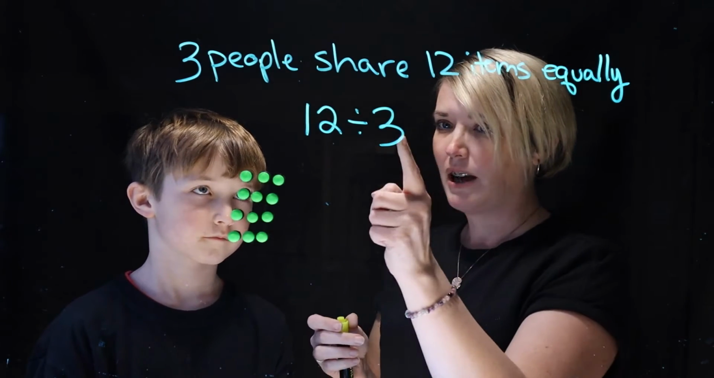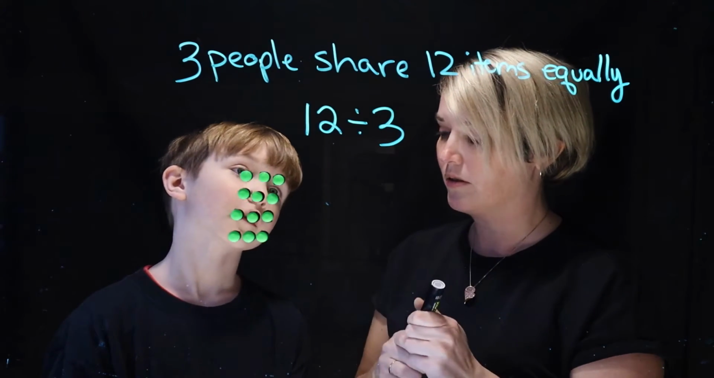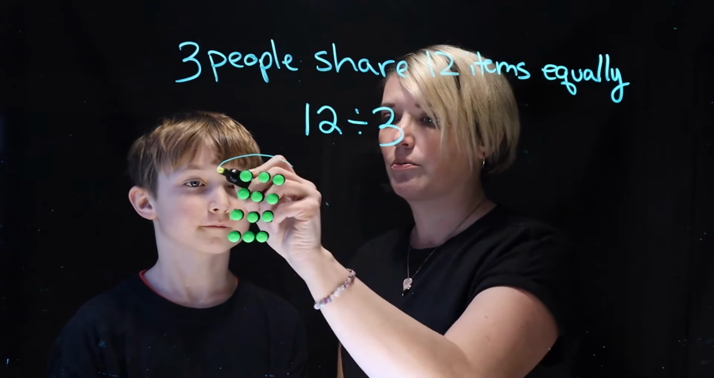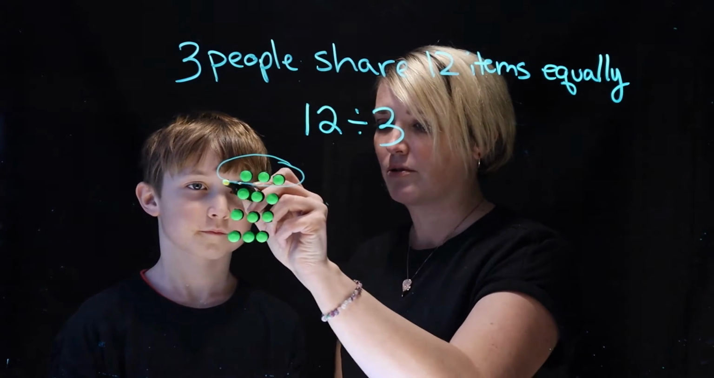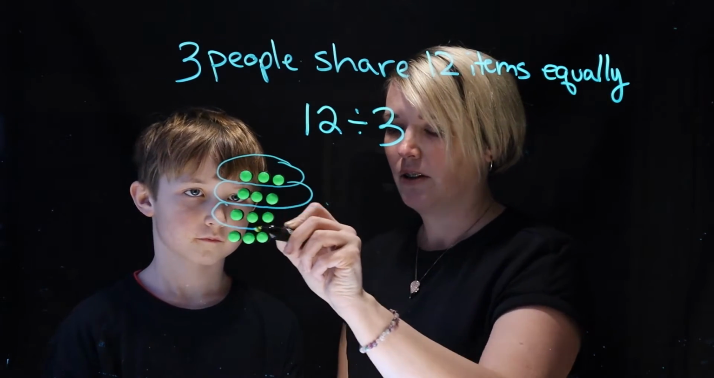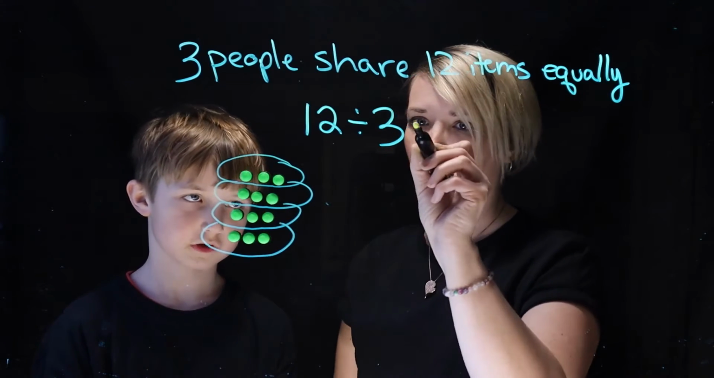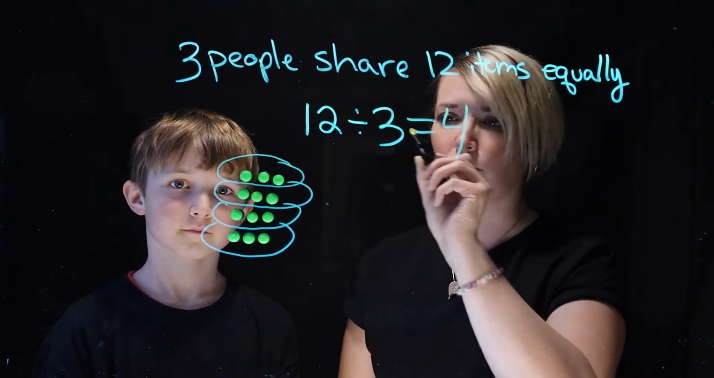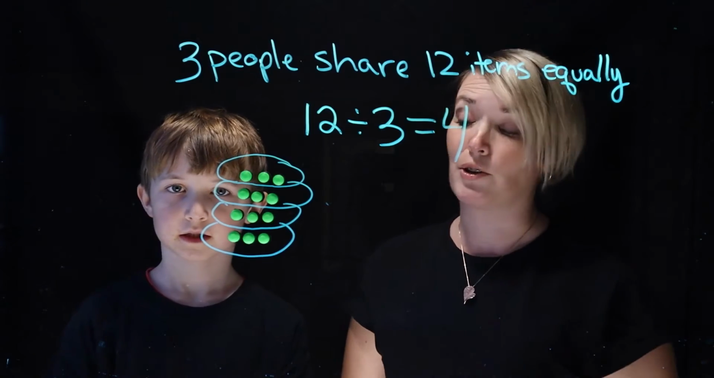So how many times does 3 go into 12? 4. We went through 4 rounds, right? Second round, third round, fourth. Okay, so 12 divided by 3 equals 4.